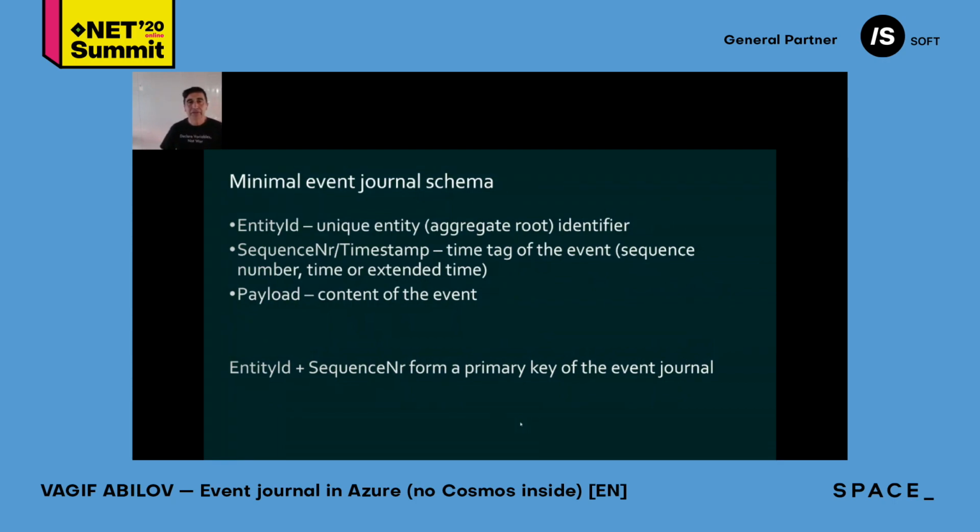You need to have an entity ID. This is your aggregate root. If it's a bank system, then it's probably the bank account number. Then you need a sequence number or some sort of time tag, a timestamp, so anything which can order events on that particular entity. And of course, you need the content of the event itself, the associated data, the payload. The first two fields, entity ID and sequence number, form the primary key of the event journal.